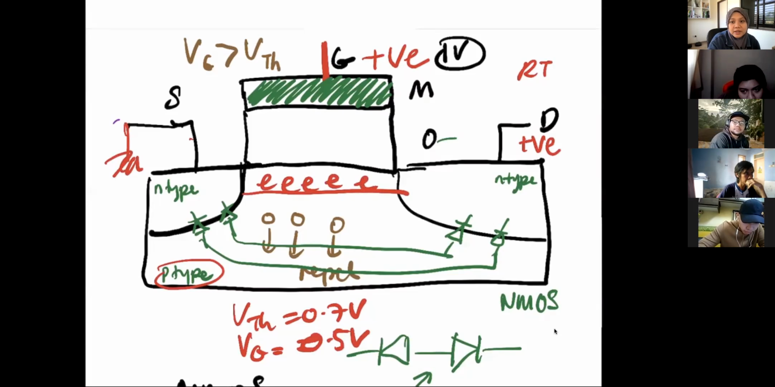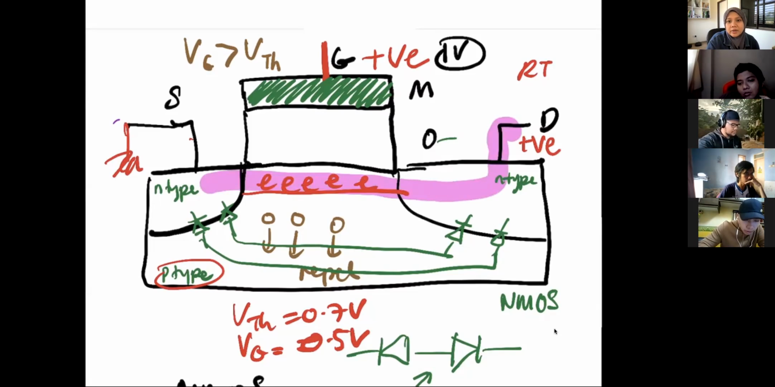Previously there's no voltage. It's not complete the circuit. Now we have a circuit out there, so now the electron can move from the source to the inversion channel to the drain and going out, right?